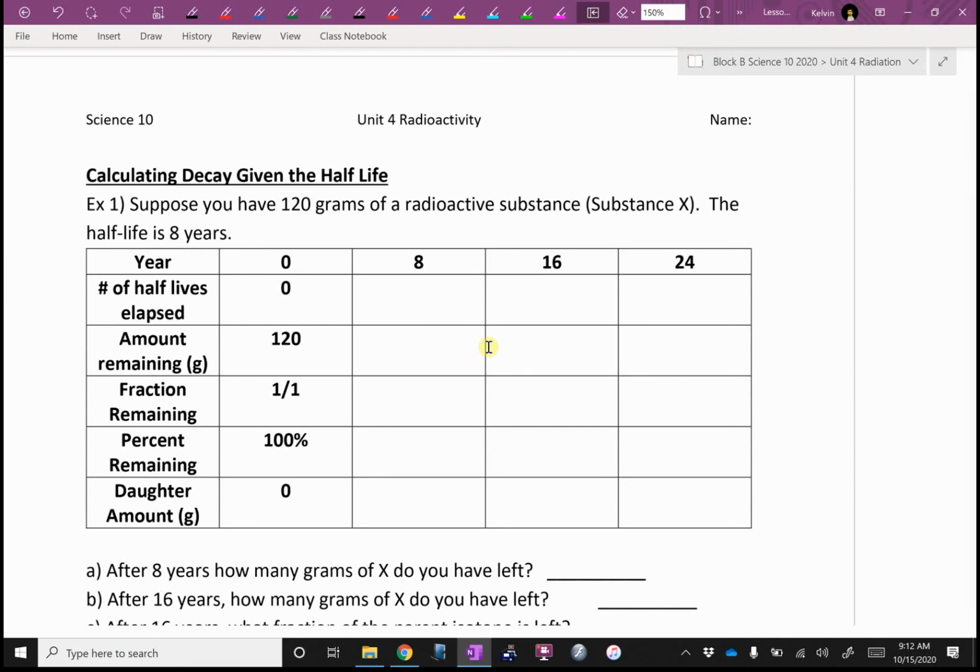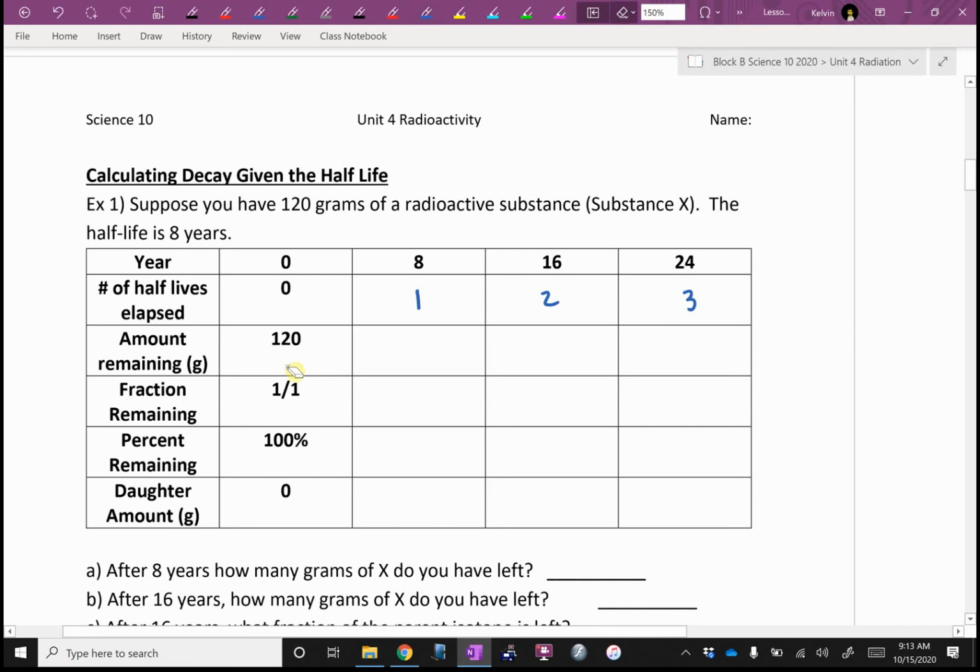So half-life means we're going to be dividing by 2 an awful lot on our calculator. Suppose you have 120 grams of substance X. It's radioactive. I'm making this substance up, but it's got a half-life of 8 years. So after 8 years, that would be 1 half-life. After 16 years, how many half-lives would that be? 2? 24 years? 3? And you can continue the pattern if you need to, but you spotted the pattern?